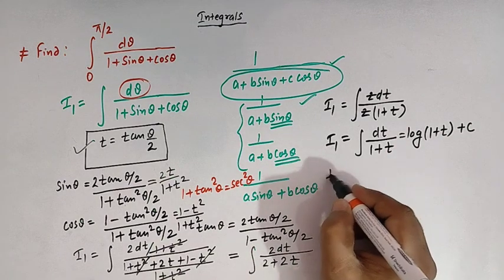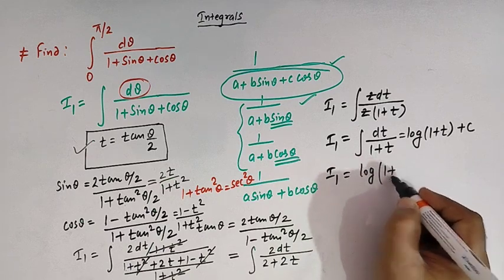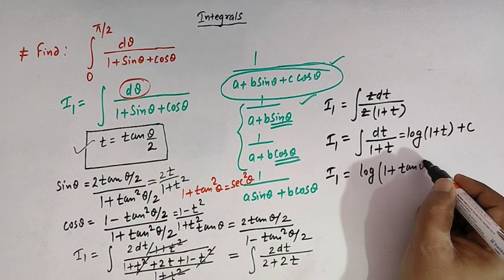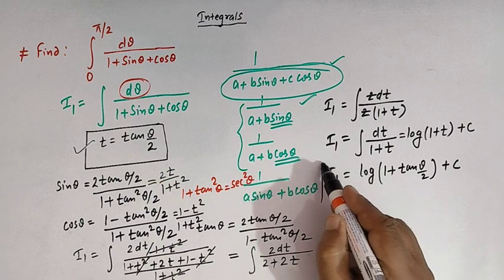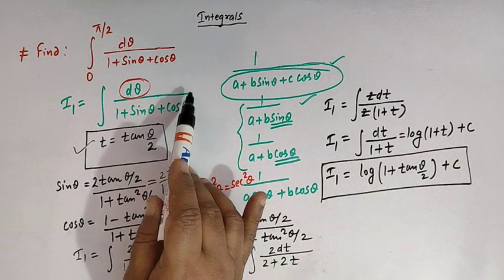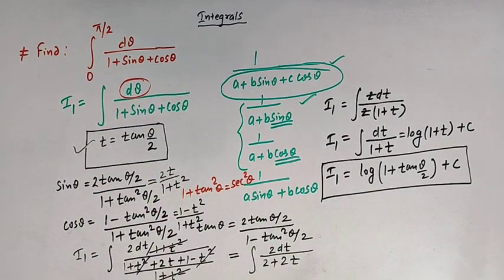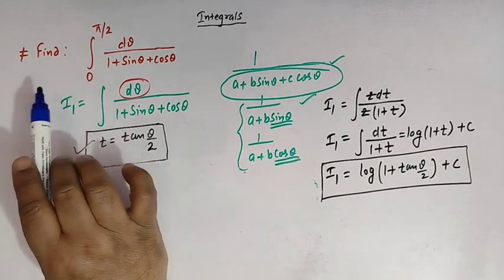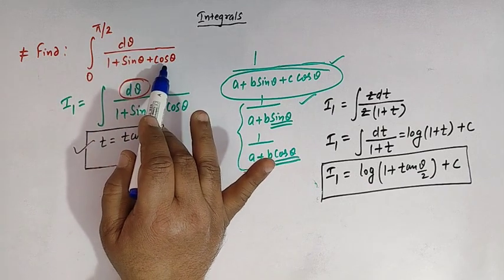So now I1 is equal to log of 1 plus t, which can be replaced by tan theta over 2, plus c. So viewers, this is the indefinite integral of this function, that is 1 over 1 plus sine theta plus cos theta. Now we have to find the definite integral of this function, that is 1 over 1 plus sine theta plus cos theta.